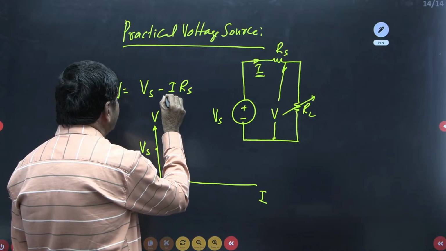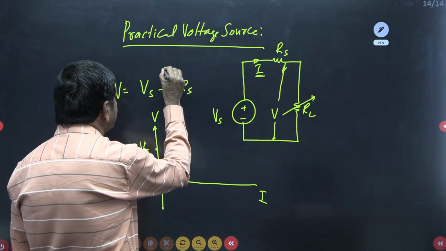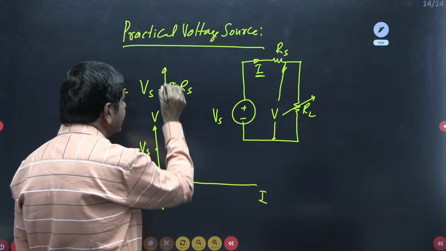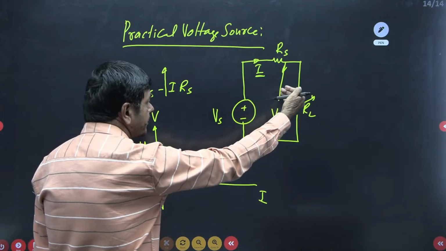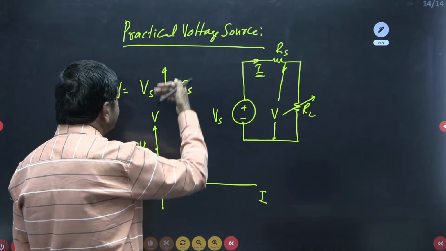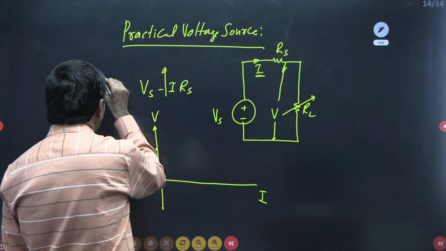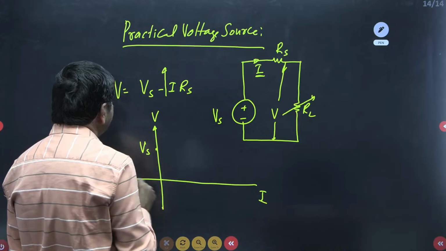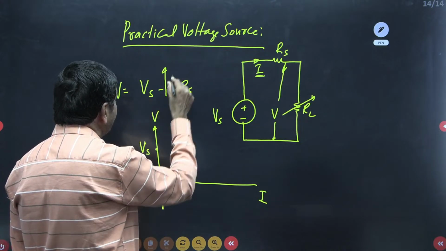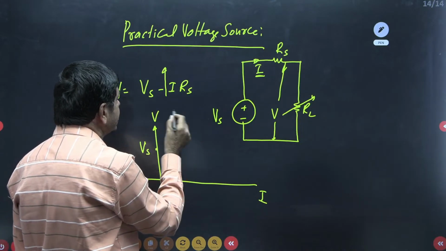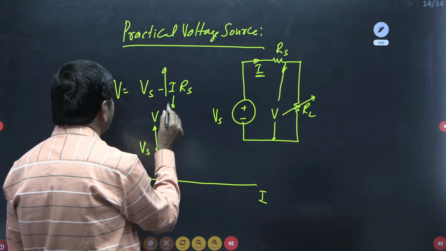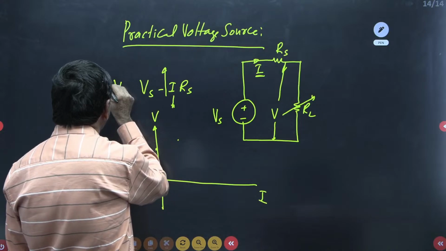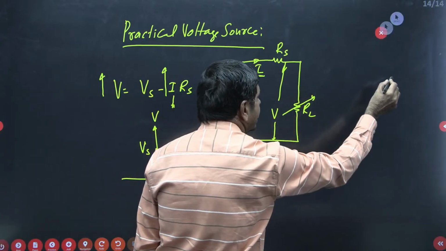When current is increasing more and more, the resistance must be decreased. Then current is going to be increased, and at that time voltage also increases. If the current is decreased, the voltage will be decreased. But the practical source comes in reverse: when current is increased, voltage will be decreased.